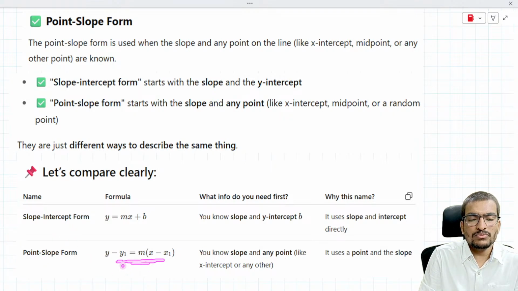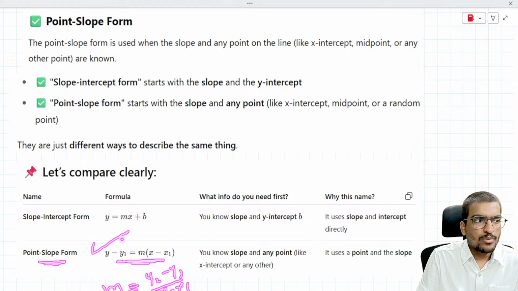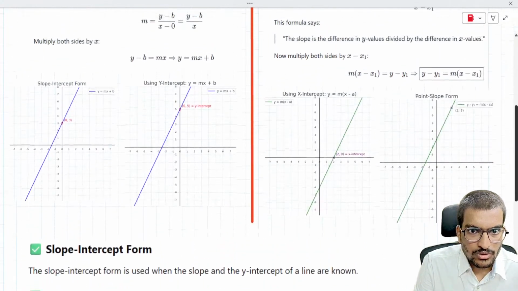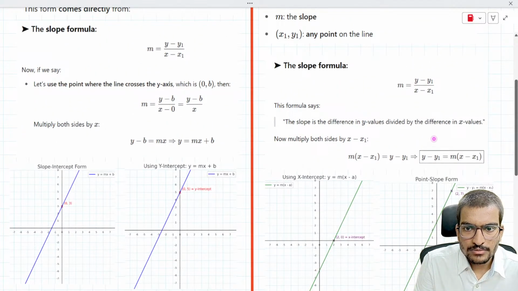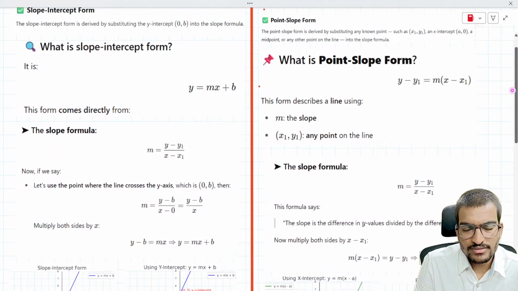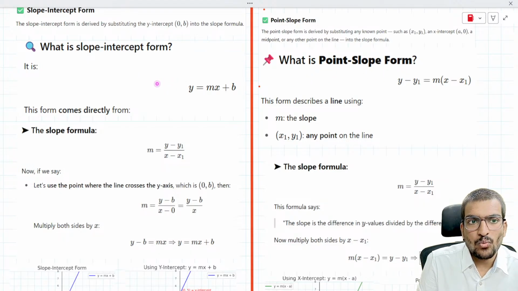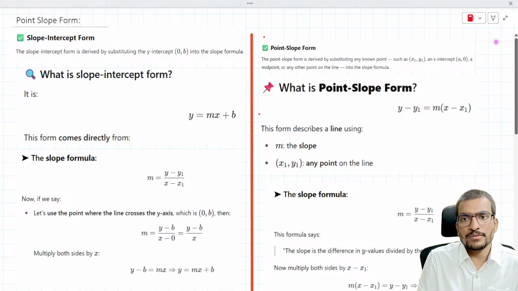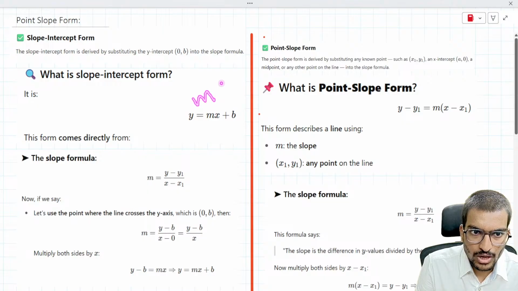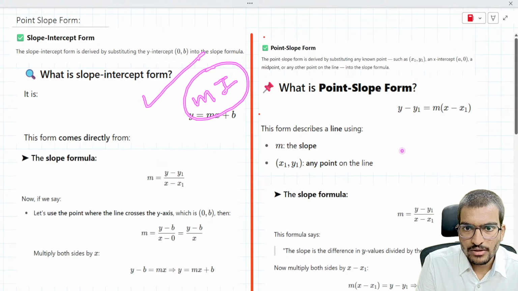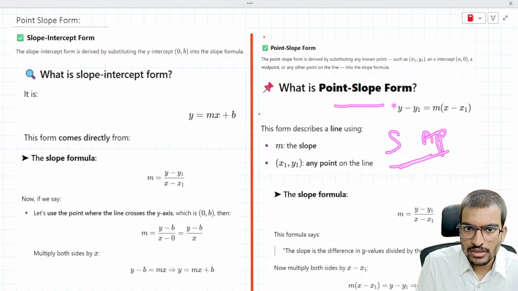There is not much difference between slope and point slope form. m equals y2 minus y1 by x2 minus x1. So just multiplying this across will get the point slope form. I already explained these things in detail. Use wisely. When you have any equation, any point, then use point slope form. When you have the y-intercept, use slope intercept form, y equals mx plus b. You have slope, you have intercept, then use slope intercept. You have slope and any point, then use point slope form.